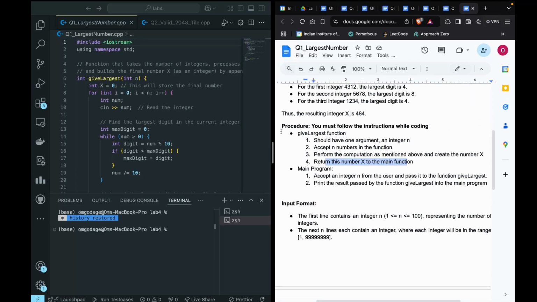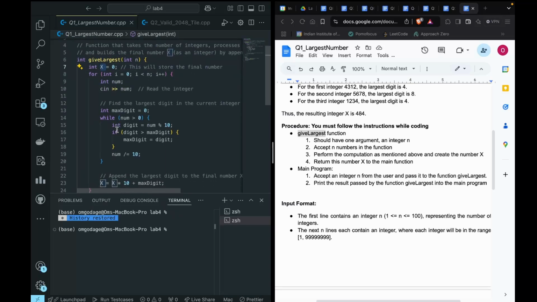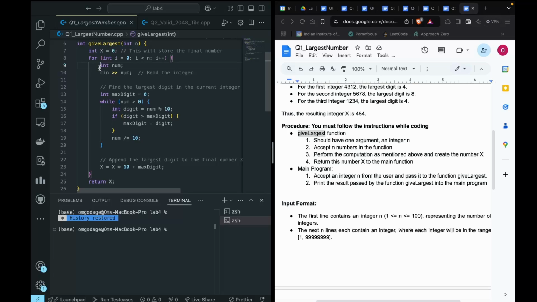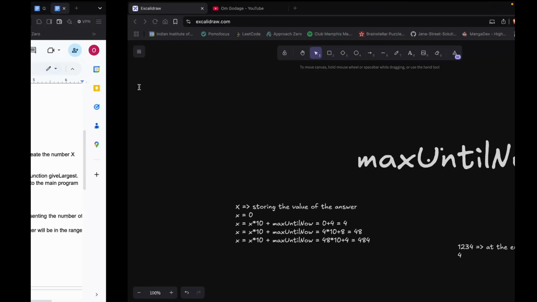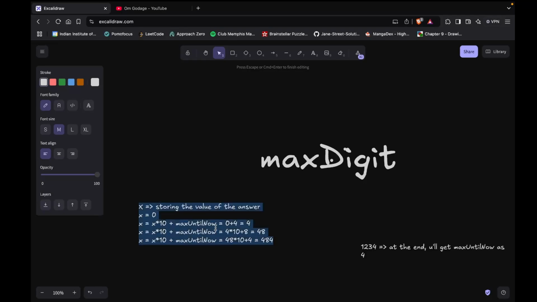So as they've told you, you have implemented a give largest function which takes in an integer n. You set an x to 0 at the start, and then you have a for loop going from 0 to n minus 1. You take the number as input and you have this max digit number. So what I said, max until now, is the same as max digit. So yeah, just reading this.